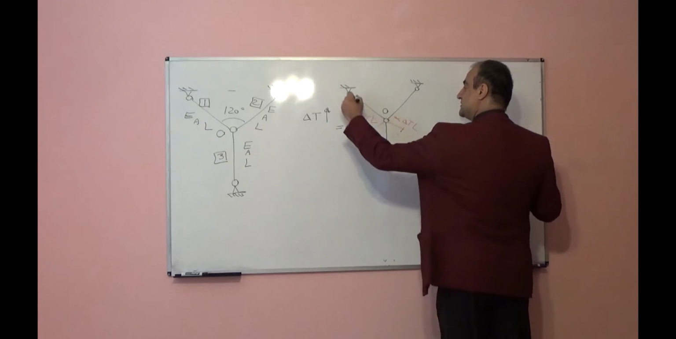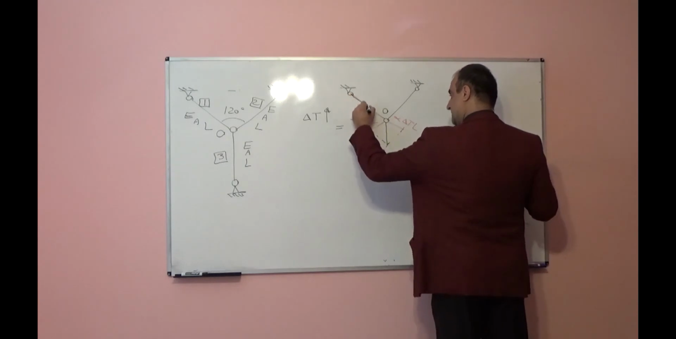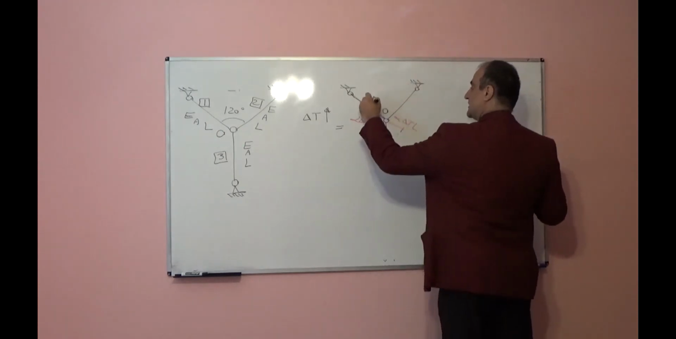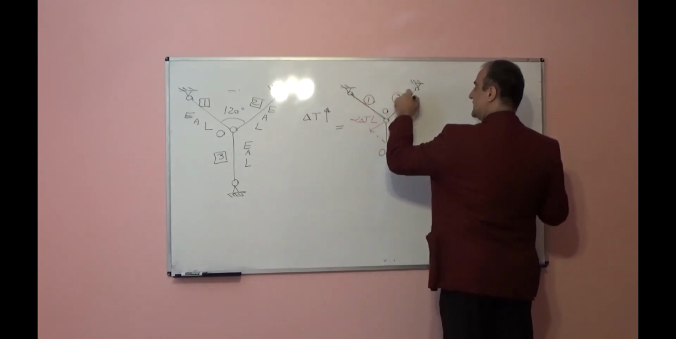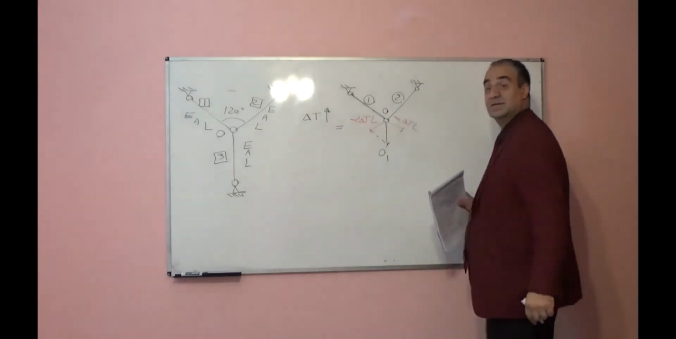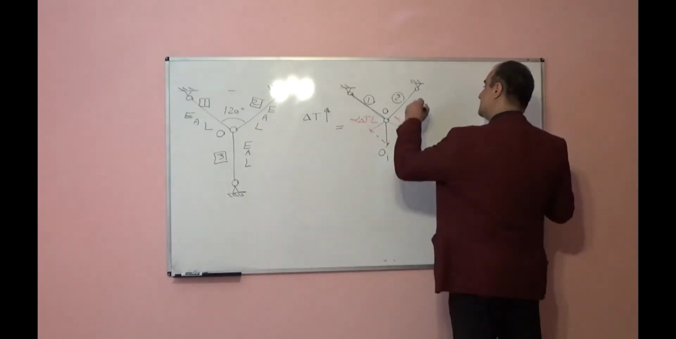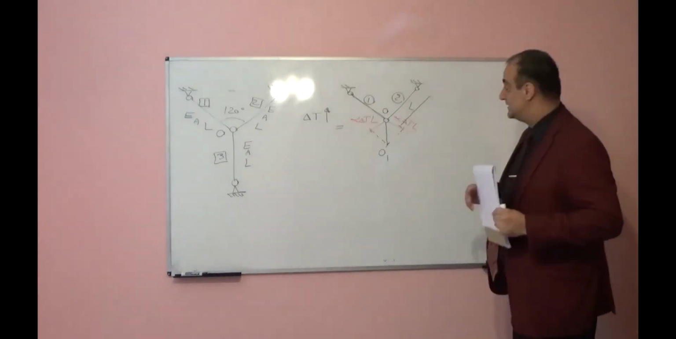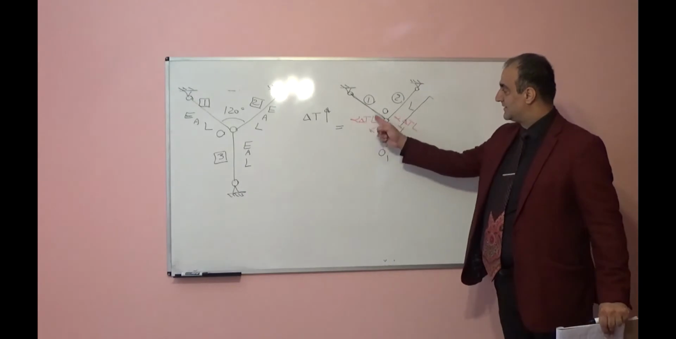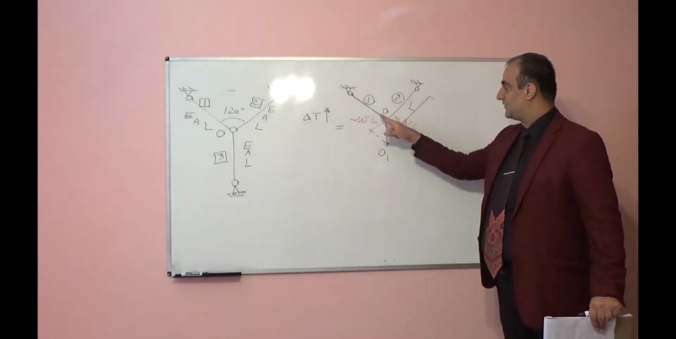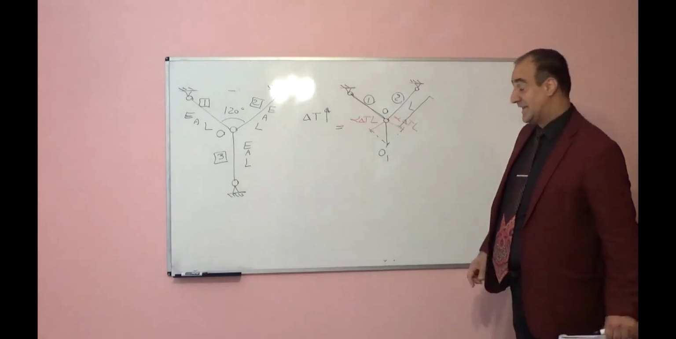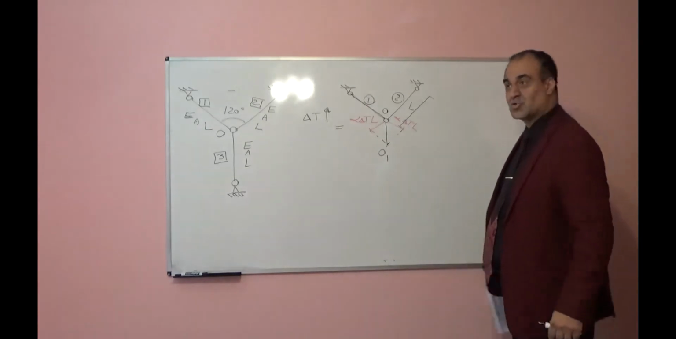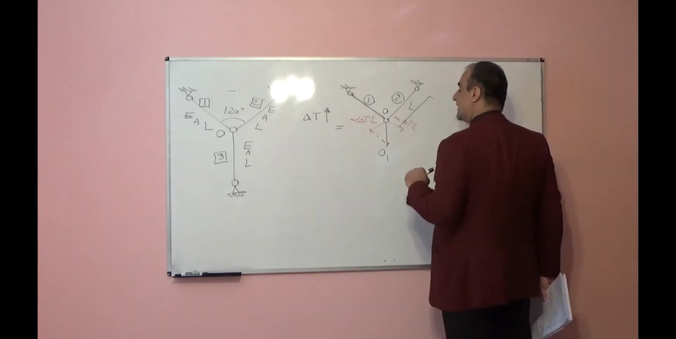Pay attention, in the direction of the rod, the elongation is alpha delta TL. In the direction of rod number 2, again the deformation is alpha delta TL. Initial length was L. Now our new length is L plus alpha delta TL, and in rod 1 again the initial length was L, the new length will be L plus alpha delta TL. So point O will move down. How much will it move down?